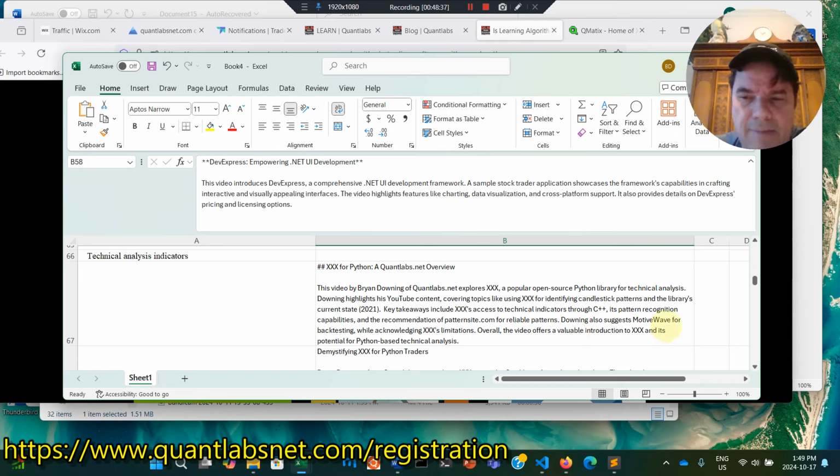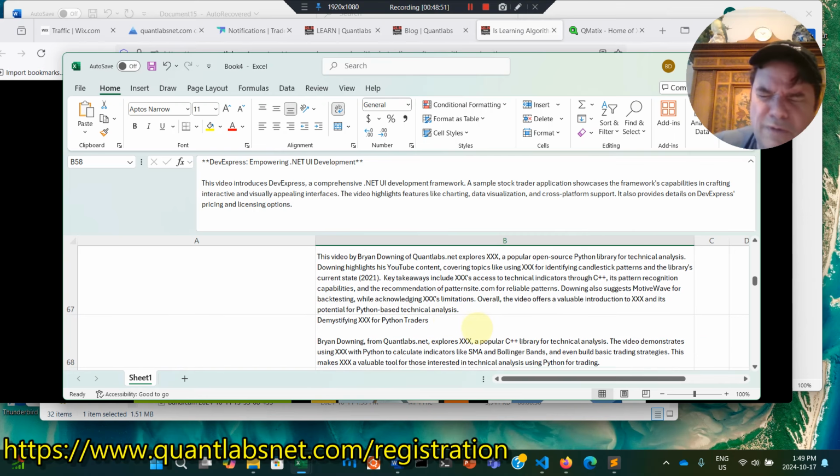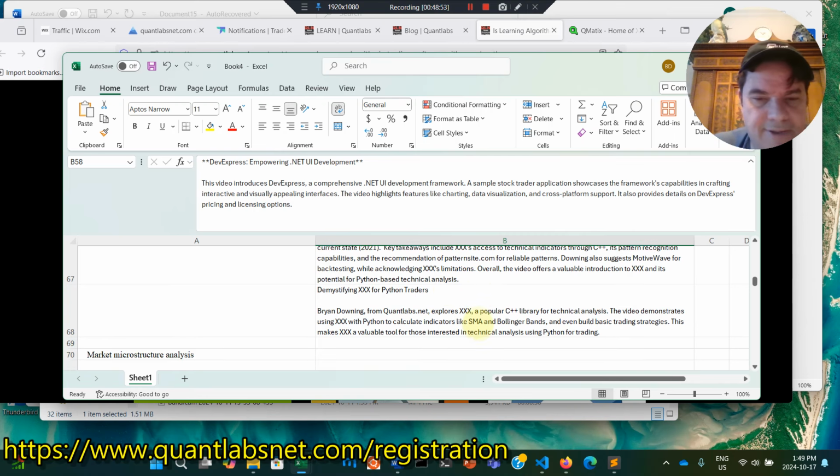Downing suggests a modal way for backtesting, acknowledging, yeah, this open source library will have its limitations. It's open source. The video offers a valuable introduction to this library and its potential for Python-based technical analysis.